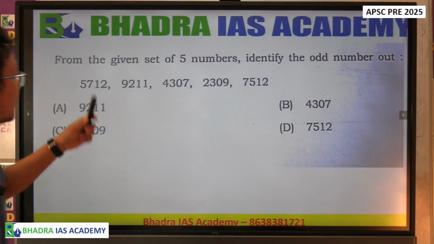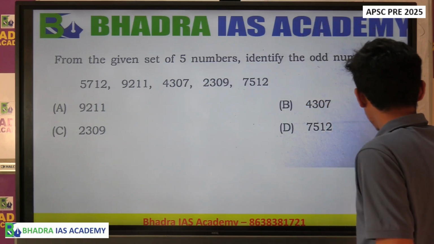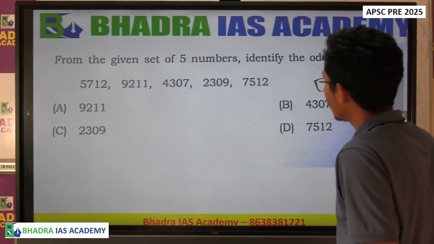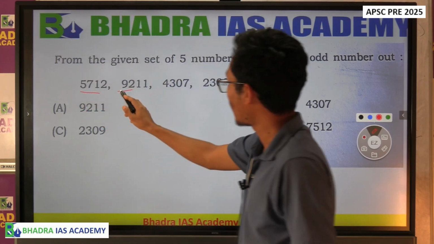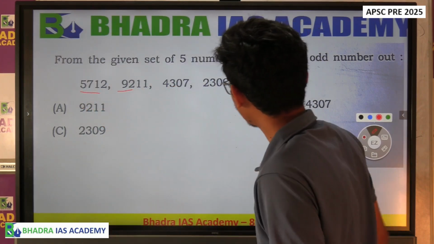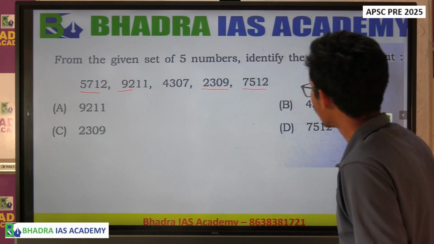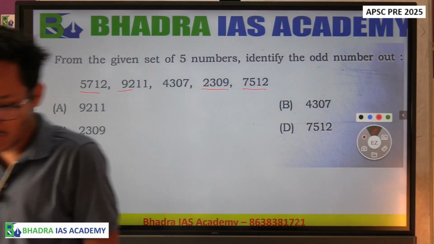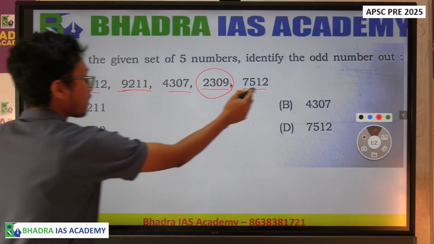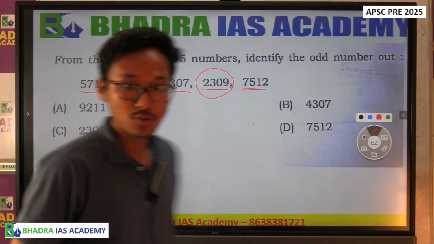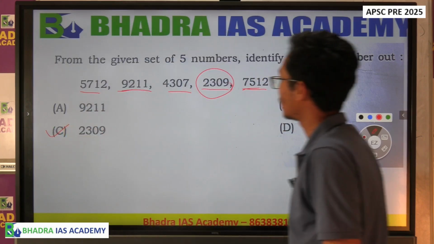So now from the given set of 5 numbers, identify the odd numbers. Odd number eta ase, so yak ami bicharibo labo lage. So yate ami jodi sao 5712, 9211, 4307, 2309 and this is 7512. So yar bhitor jodi ami sao 2309, this is prime number, baki geta prime noy, non prime. Okay, so it was an option sheet, so this will be the correct option.